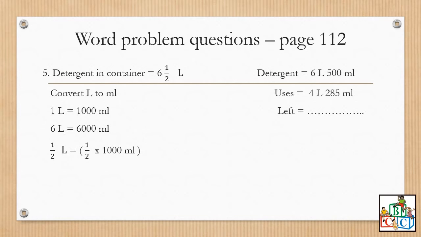If ever you don't know, then you have to do this calculation. Half times 1000 ml, you will get your answer. Half liters goes to how much milliliters? It's very easy. Half liters goes to 500 milliliters. So then 6.5 liters goes to 6 liters 500 milliliters. She's going to use 4 liters 285 milliliters. Then how much is left? Very easy. Let us move on.